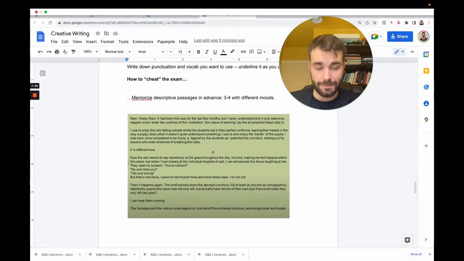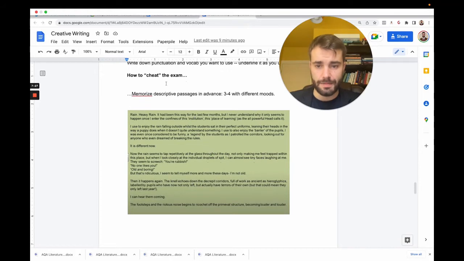One more tip I'm going to suggest to you now. To kind of cheat the exam, you can memorize descriptive passages in advance, but not just one, because you might have to write in different moods or about different topics. Memorize 3 or 4, and you'll almost certainly be able to use one.